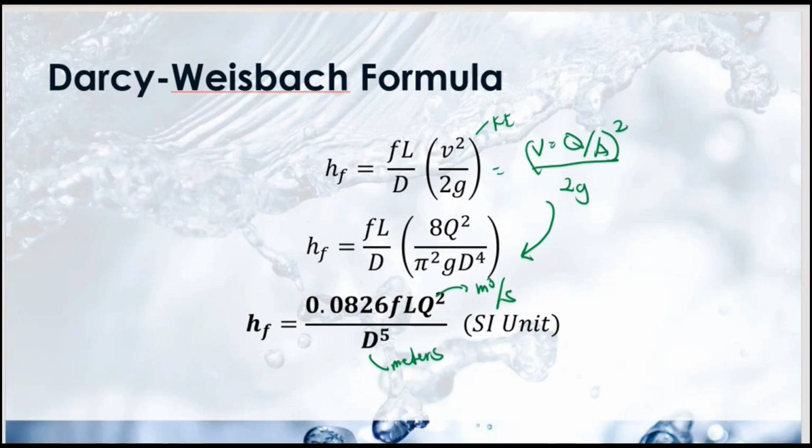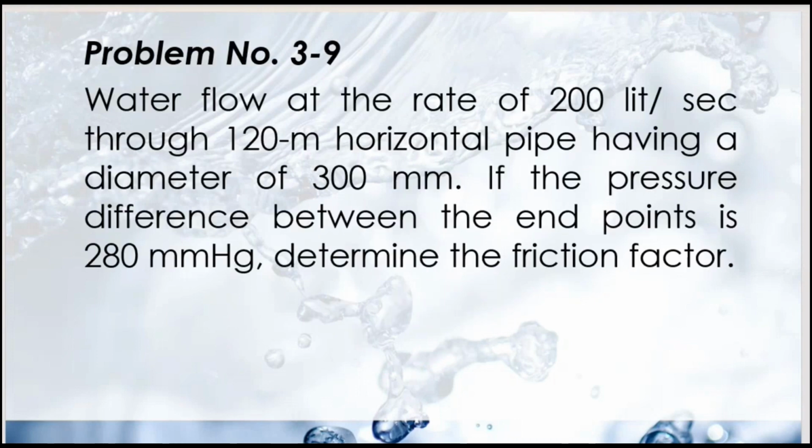So expressing or simplifying the pi squared in the G when multiplying it in, or should I say, simplifying it in such a way that it will be in terms of L, Q, and D, this will be the equation. And that is the same equation that we are using here, since given the diameter, it's also given the length, you also have the discharge, you also have the pressure difference.